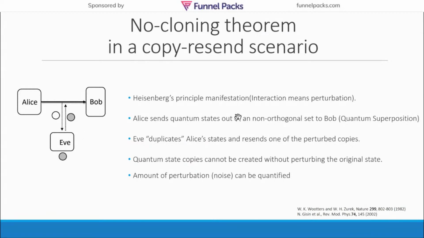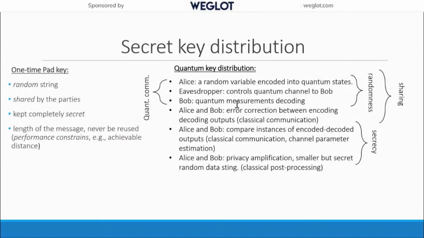So in secret key distribution, we produce secret keys for the parties, in order, for example, to be used for the one-time pad. And we know that for the one-time pad, we need a random string, which will be the secret key. This should be shared by the parties, so both of them should have the same key.